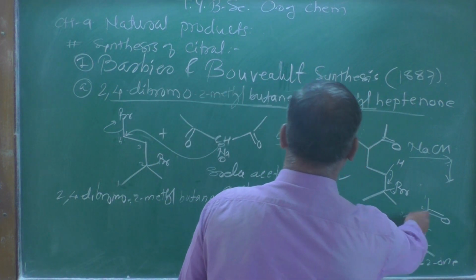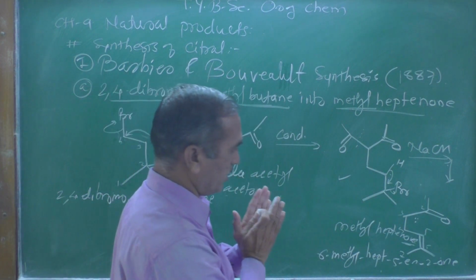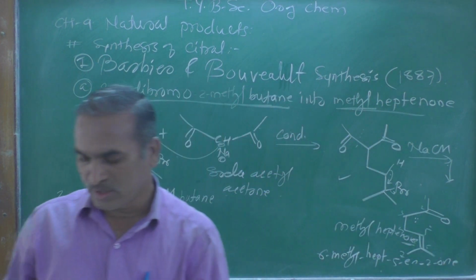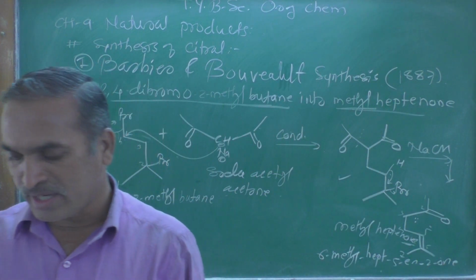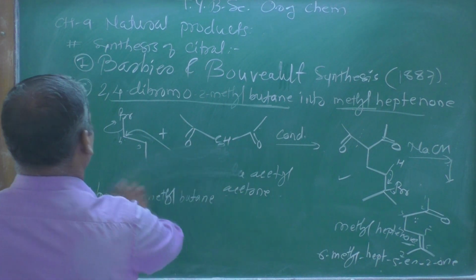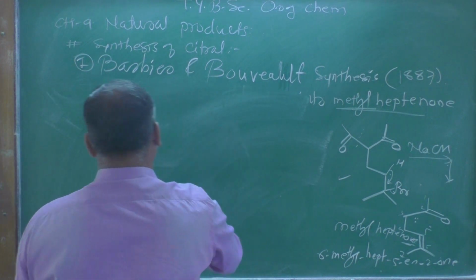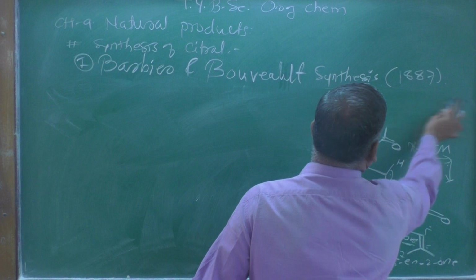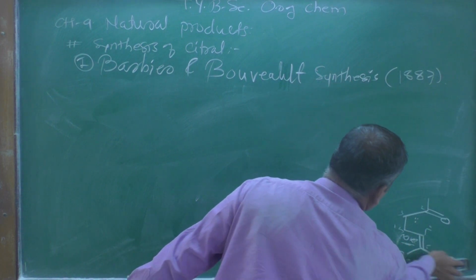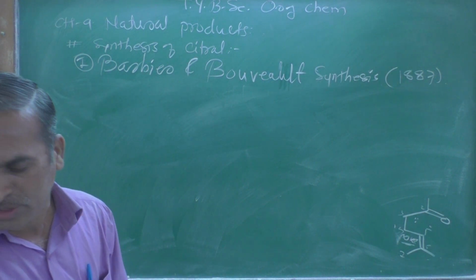This is what we did in the first step, we got the methyl heptanone. Understood this one? Now, methyl heptanone into citral. The second point we are going to see over here. Let me clean the board first, and then we are going to write that one. So what is that? Methyl heptanone into citral.